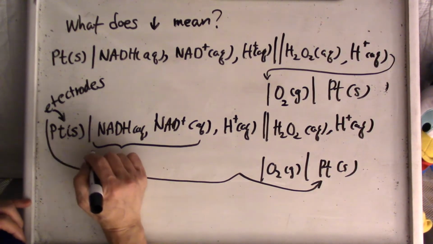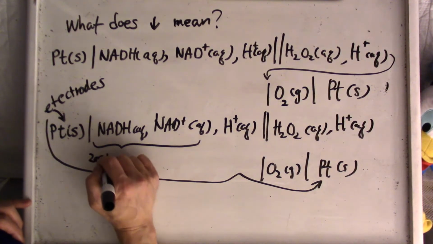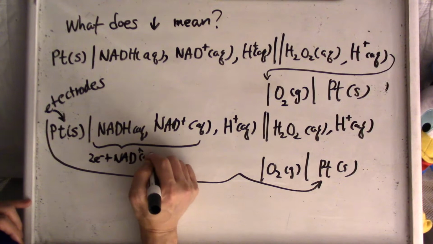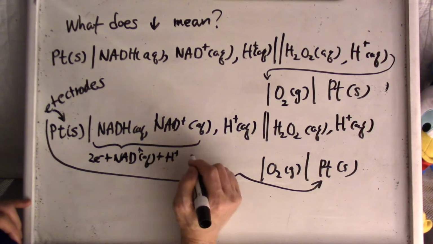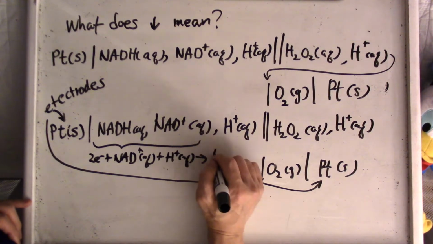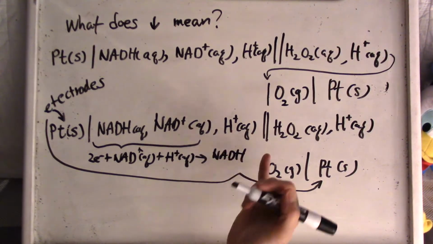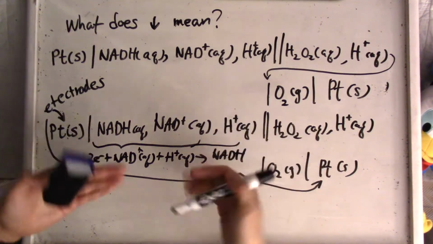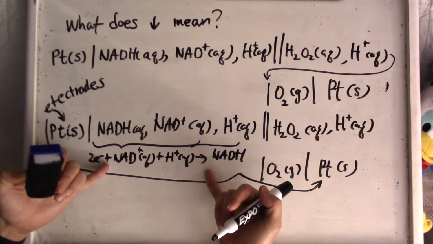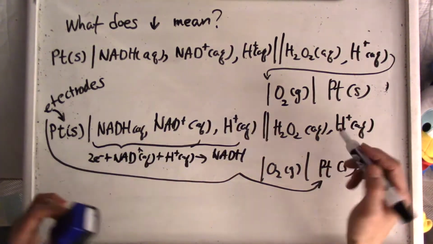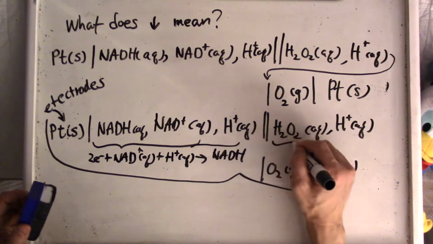I'll just write it underneath. 2 electrons, plus NAD+ aqueous, plus H+ aqueous, going into NADH. So in this solution, all 3 species are in this batch, and this is what's happening. And then on this batch, you have a reaction that is taking place.